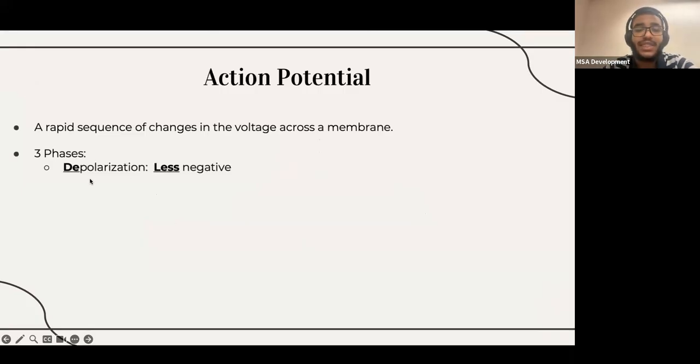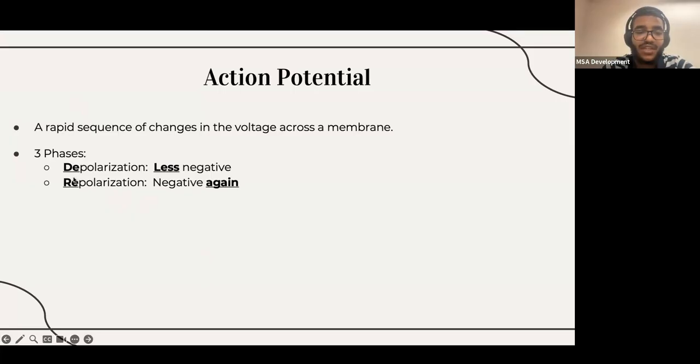One is called depolarization. Polarization just means negative, and de means less, so less negative. So you're making the membrane less negative, or in other words, more positive. And how do you do that? By the opening of ligand-gated cation channels. And then a lot of events happen, and we'll get into exactly what happens.